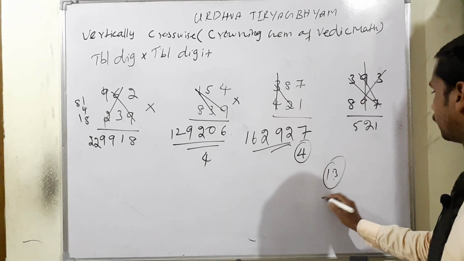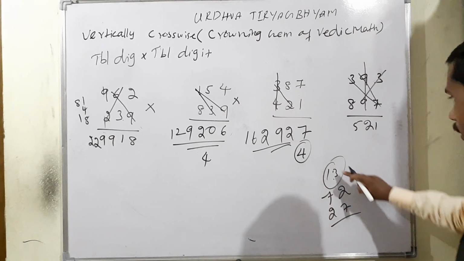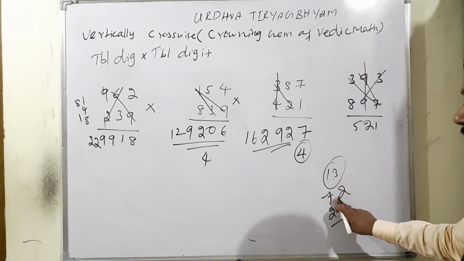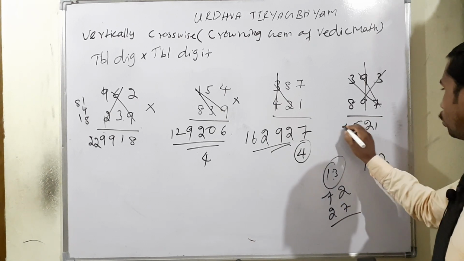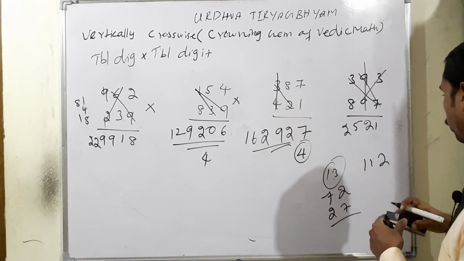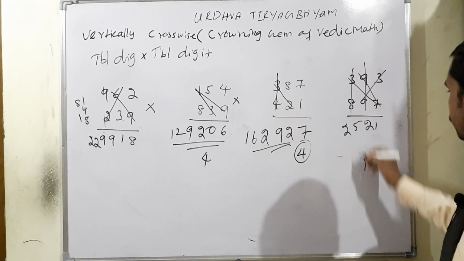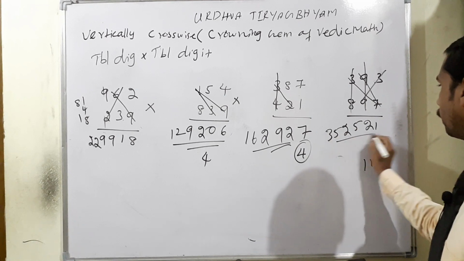Next one, 9 8s are 72. Then 3 9s are 27. Now 13 plus 7 is equal to 20. 20 plus 20 is equal to 40. 40 plus 72 is equal to 112. Now 2. Now we have the carry 11 only. Last digit, 3 8s are 24. 24 plus 11 is equal to 35. Answer.